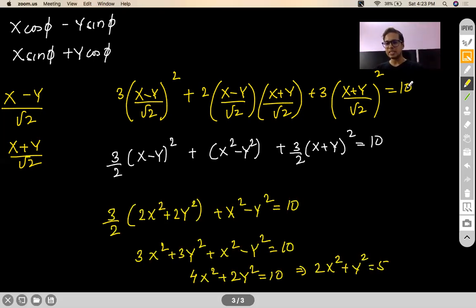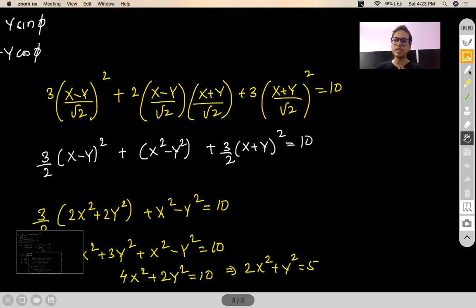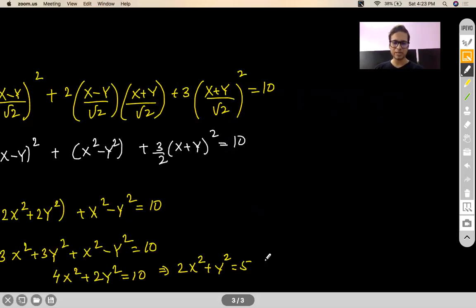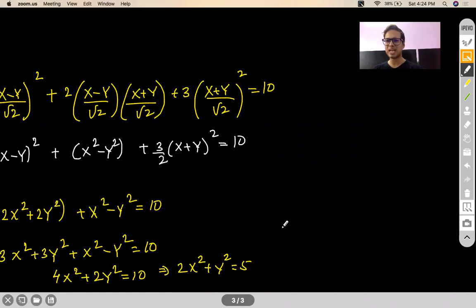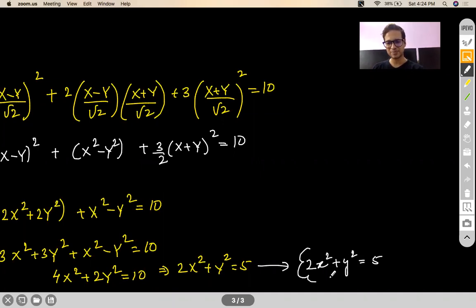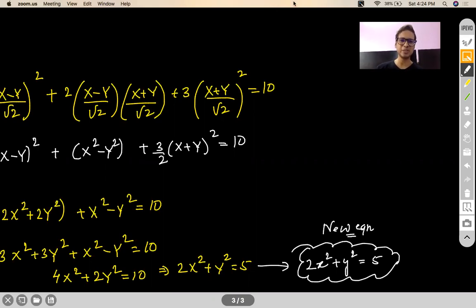Okay. Normally, when we are writing our final answer, we avoid using capital alphabets. So normally, if you see any equation, you'll never find it written in terms of capital X and capital Y. So we write it in terms of just small x and small y. Okay. So this would be your new equation of the given curve.